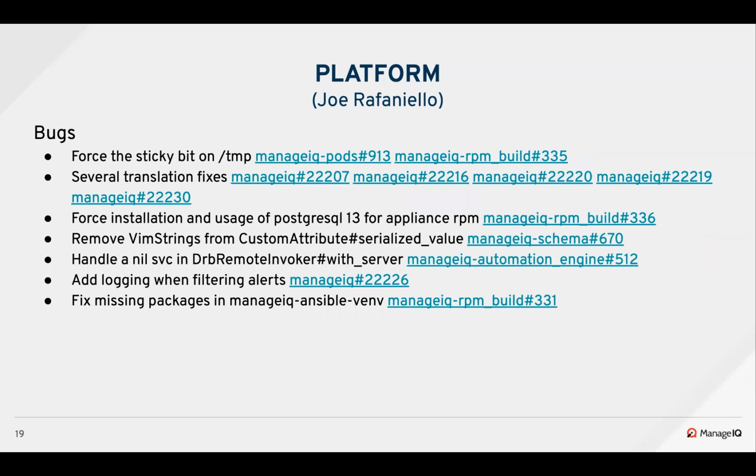For core bugs, Jason forced the sticky bit on /tmp that was incorrectly removed in the UBI8 base image. This was causing errors when Ruby looked for a temporary directory. Frank, David, and I fixed some backend translation issues. Next, I fixed an issue where the appliance's RPM wasn't specifically requiring Postgres 13.